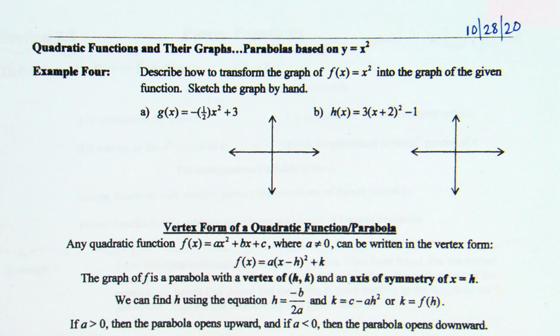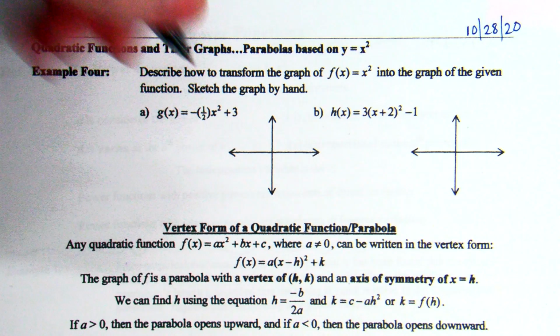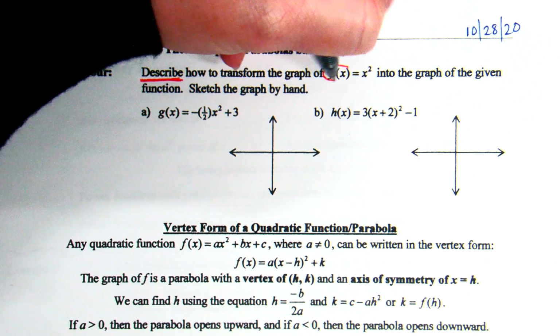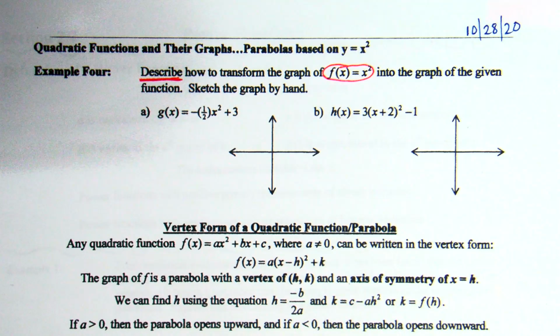So, example 4, jumping right in. Describe how to transform the graph of f of x equals x squared into the graph of the given function and sketch the graph by hand. So, there's 2 things happening here. First of all, the word describe, which means I'm looking for words. Words in math, I know, crazy thought, right? Words in math telling me what this graph is going to do. Notice it's based on the original graph of f of x equals x squared. Then after we describe it, we're going to do our best to sketch. So not plug it into the calculator and copy the calculator off the graph, but use what we know.